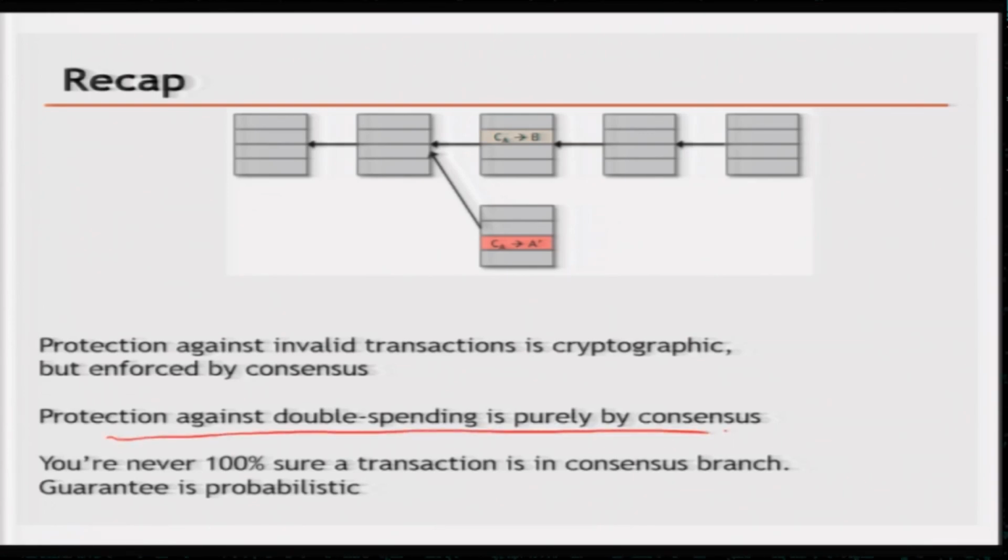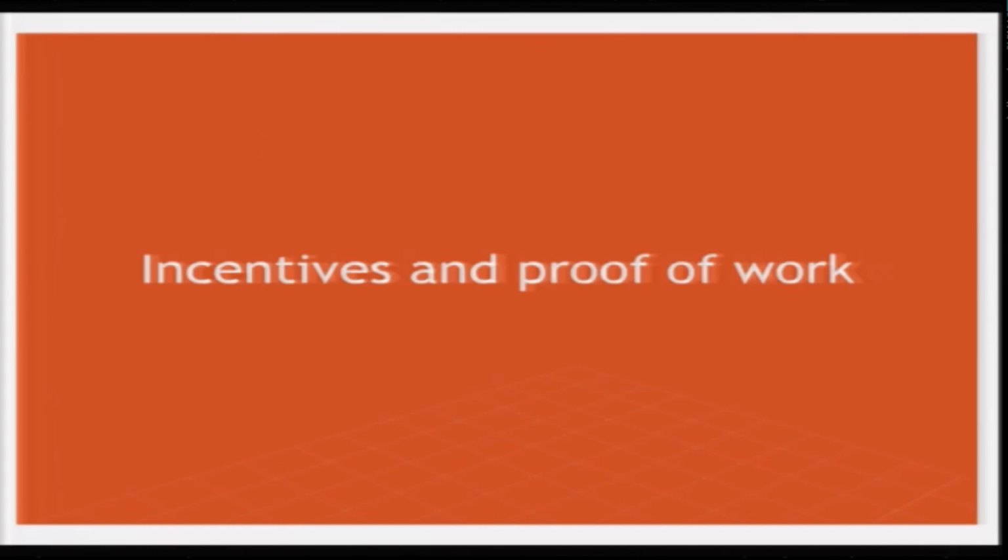Protection against double spending actually has to be done through consensus, and it is probabilistic. You are never 100% sure that your transaction is in the consensus branch. The guarantee is probabilistic, but with overwhelming probability. So, that is what we have seen so far, and now we talk about the incentives.